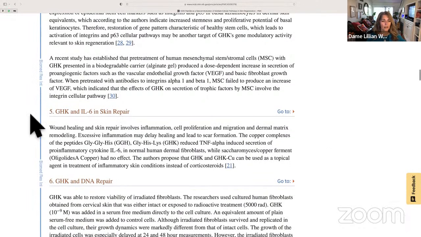Going on to skin repair here, number 5, it talks about wound healing and skin repair involving inflammation. Whenever your stem cells see that you have skin anywhere in the body that has inflammation, that is a signal to your stem cells that you have damage. So they need to create a new cell and replace it, repair it, and then throw out that waste. And the waste is going to be secreted, either through perspiration, urination, or defecation.